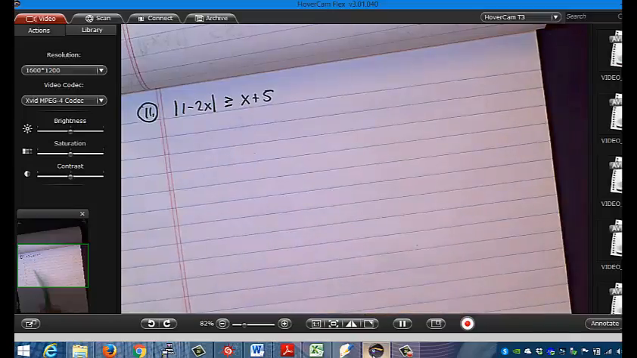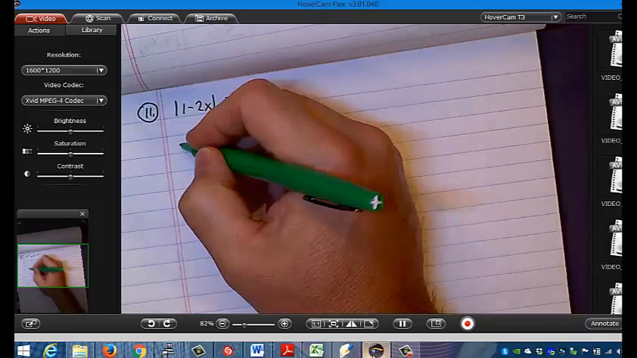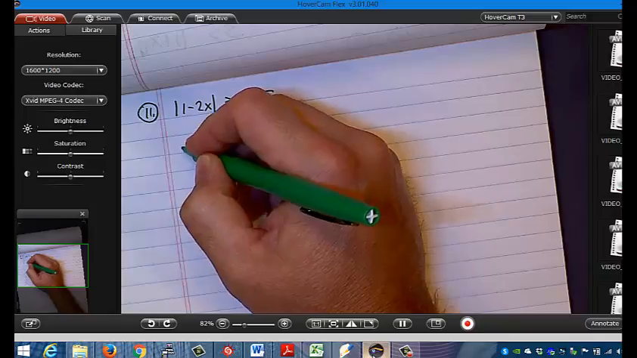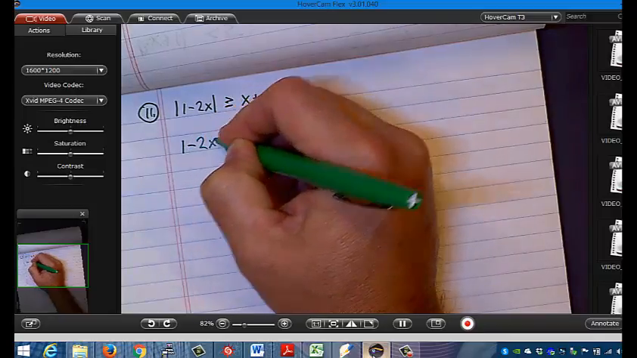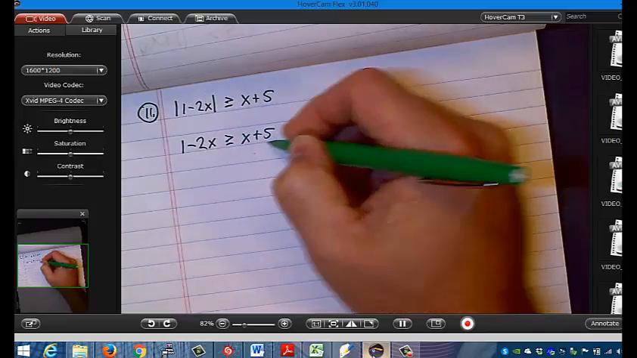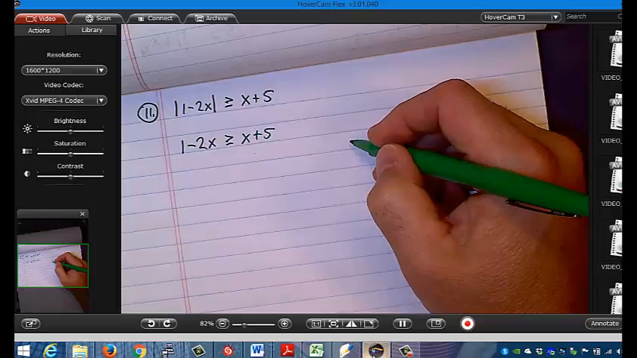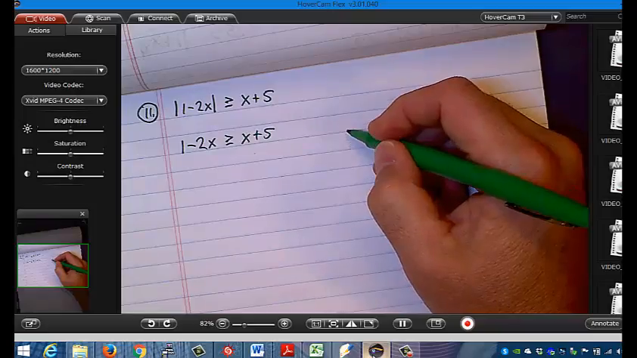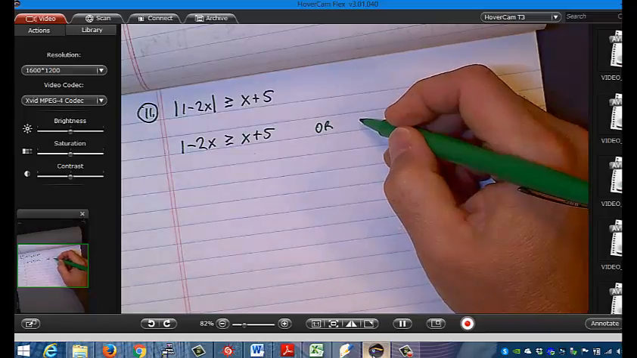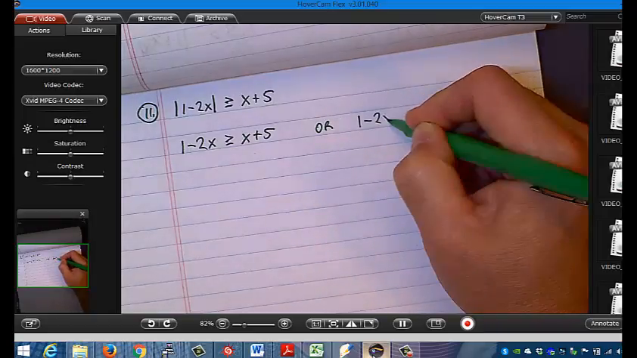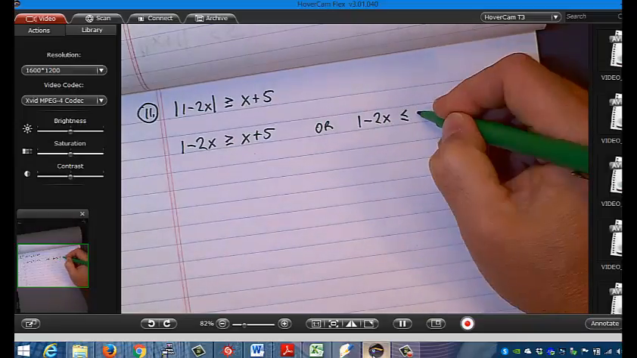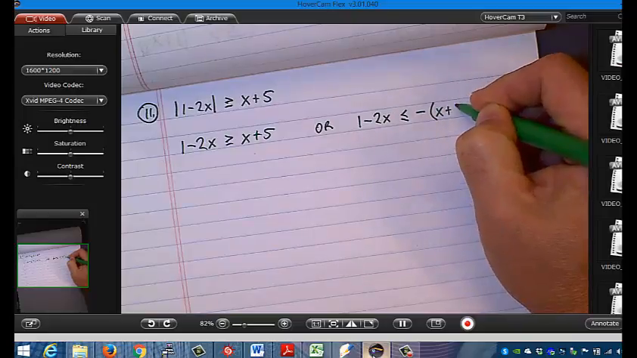So let's see what happens here. I can still go through my cases here, right? I can say 1 minus 2x is greater than or equal to x plus 5. And what's the other case? 1 minus 2x less than or equal to the opposite of x plus 5, okay?